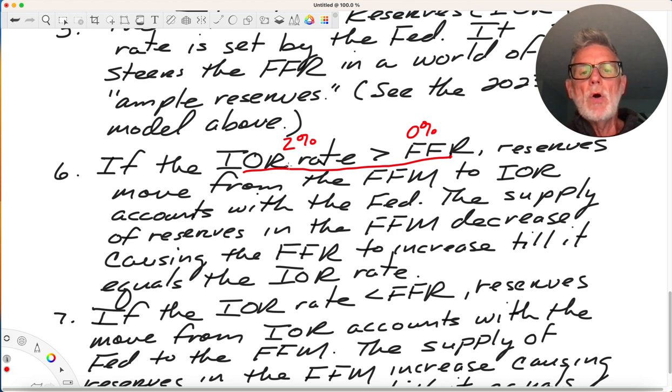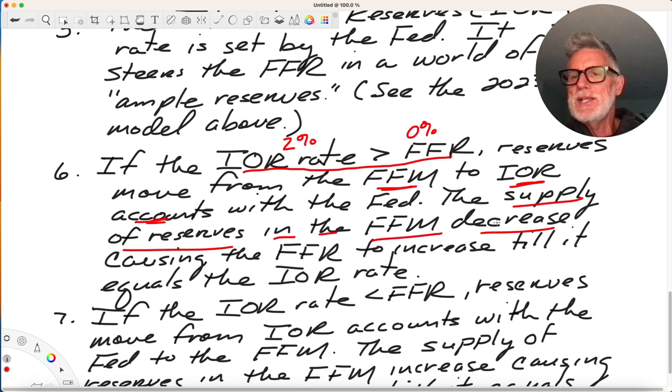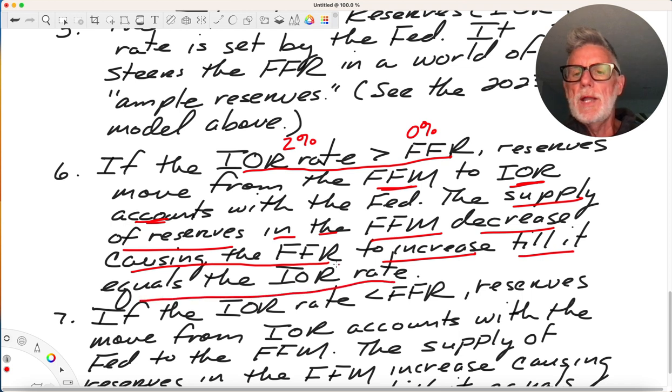So if the IOR rate is greater than the federal funds rate, reserves move from the federal funds market to these IOR accounts with the Fed. The supply of reserves, now this is the key idea, the supply of reserves in the federal funds market decreases. So there aren't as many funds in the federal funds market because these funds are being parked in these accounts with the Fed. What's that going to do? That's going to cause the federal funds rate to increase. And it'll keep increasing until it equals the IOR rate.